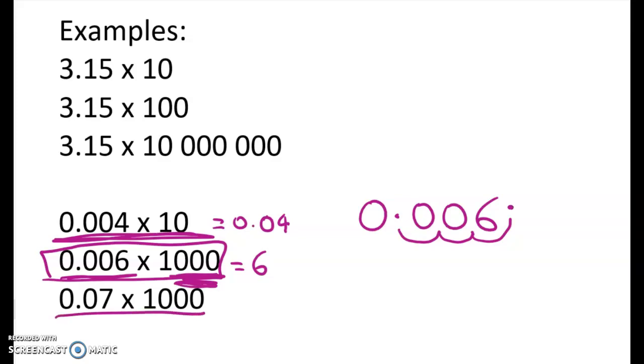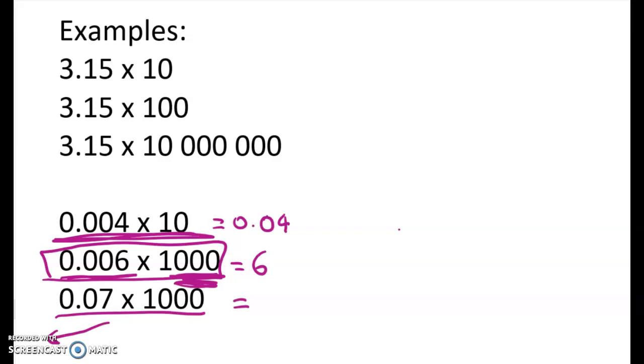For this next one, I've got 0.07 times 1,000. So the first thing we can think about is we need to shift that 7 over 3 place value columns that way. So if we think about the first 2, we're going to end up with 7, and then 7 has shifted it over twice, and we've got 1 more to go, so it's going to be 70.